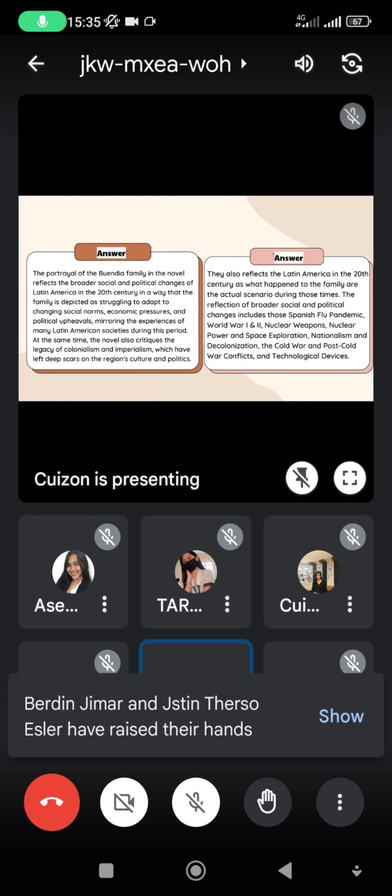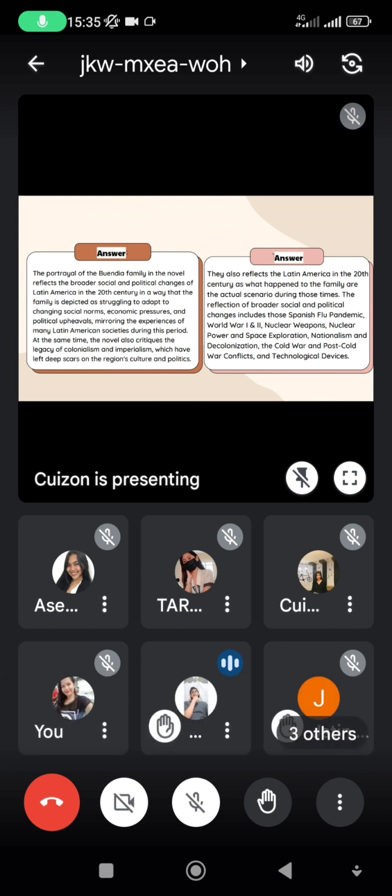So, this also reflects Latin America in the 20th century. So what happened to the family are the actual scenarios during those times.